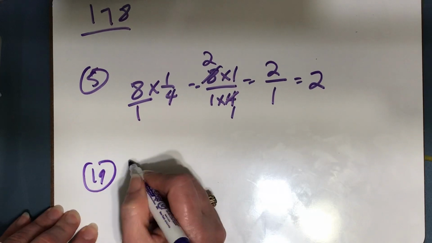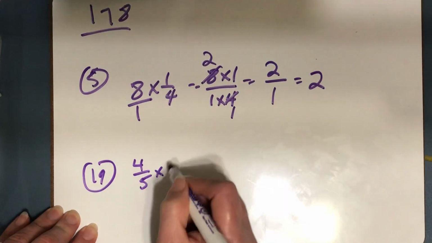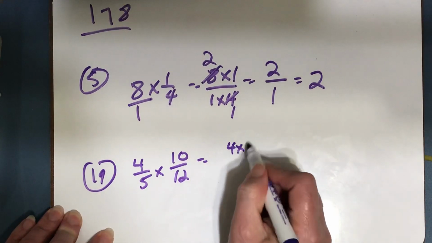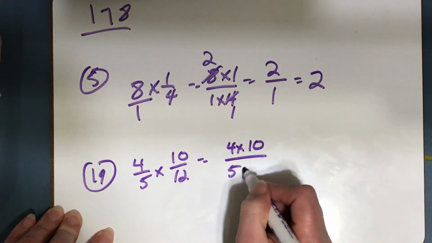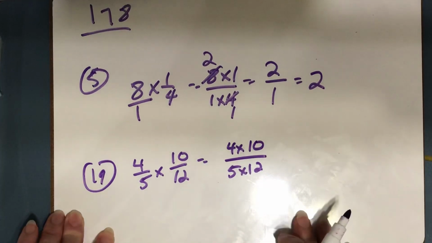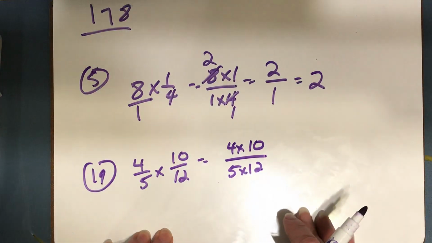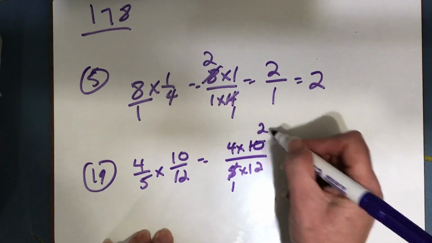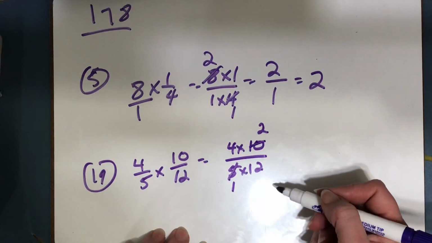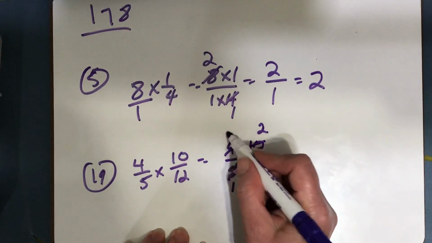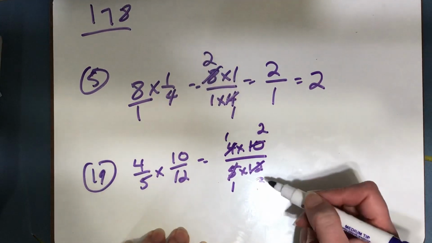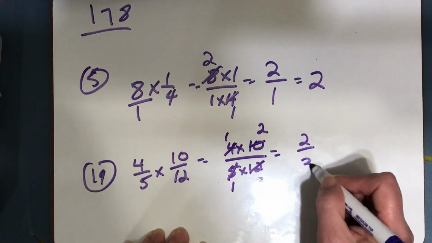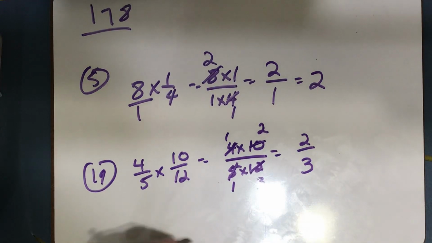Let's go to number 19. Number 19 says 4/5 times 10/12. So I'm going to rewrite it to have my numerators together and my denominators together. And I'm going to look for common factors. I know that 5 and 10 share a common factor of 5. 5 divided by 5 is 1. 10 divided by 5 is 2. And then I look at 4 and 12. 4 is a factor of both. 4 divided by 4 is 1. 12 divided by 4 is 3. So now I can multiply. 1 times 2 is 2. 1 times 3 is 3. So number 19 is 2/3.